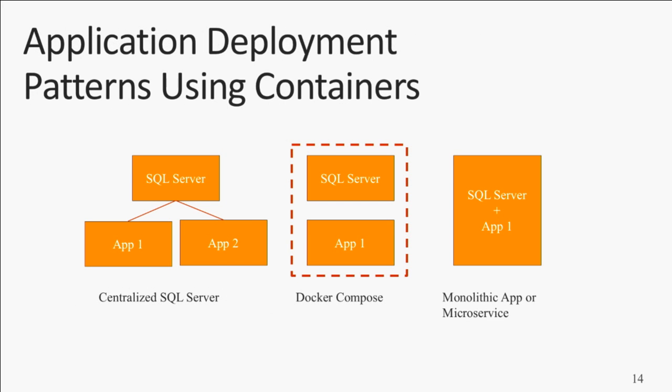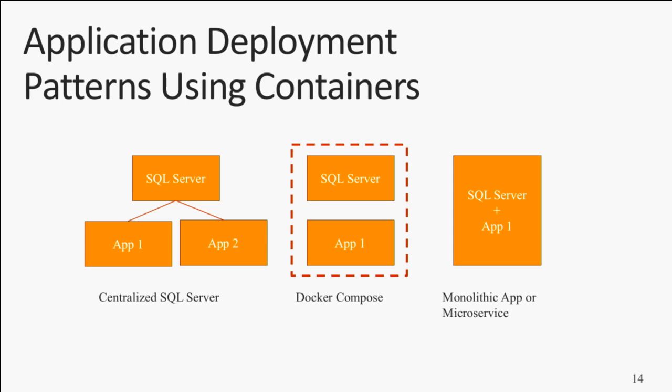So let's look at a few different application patterns that we can see. One is where you have your traditional pattern, with a centralized SQL Server and some apps that are connected to it. This could be a VM pattern, but we can also do this with containers, where I have a central SQL Server container and some app containers, and they're connecting to the SQL Server container.